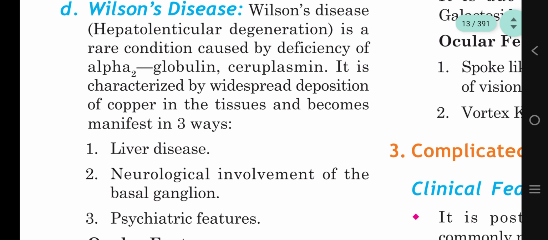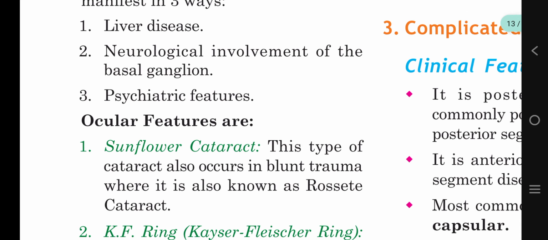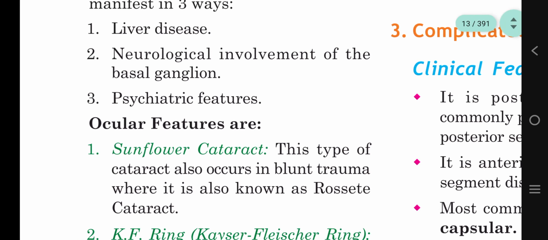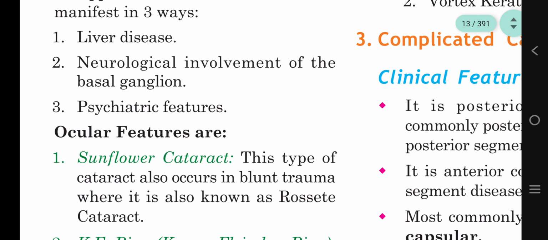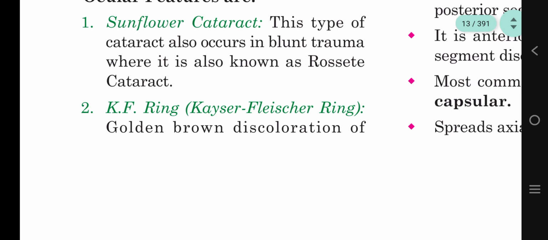It is characterized by widespread deposition of copper in the tissues and becomes manifest in three ways. So what are the manifestations of Wilson disease? They are liver disease, neurological involvement of the basal ganglia, and psychiatric features. And there may be ocular features. What is seen? Sunflower cataract is seen. Your viva teachers may ask, sunflower cataract is seen in which disease? Wilson disease.